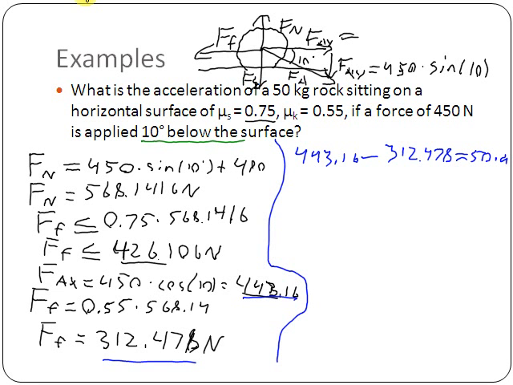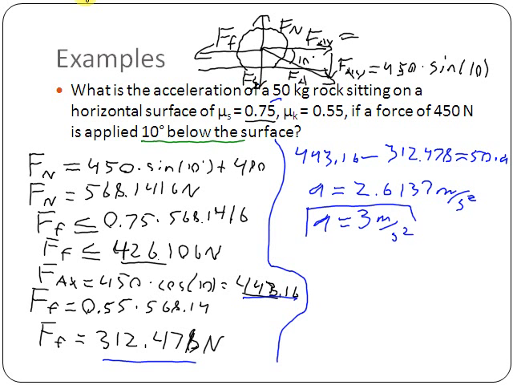Okay? And so in doing this, we can solve this out. If we solve for our acceleration, 443 minus 312, we get that answer divided by 50. Acceleration comes out to be 2.6137 meters per second squared. If we look overall at significant figures, we still have 1 for this one right here. And so our acceleration is going to be somewhere in the neighborhood of 3 meters per second squared. And so that would be our acceleration of our rock in this case.